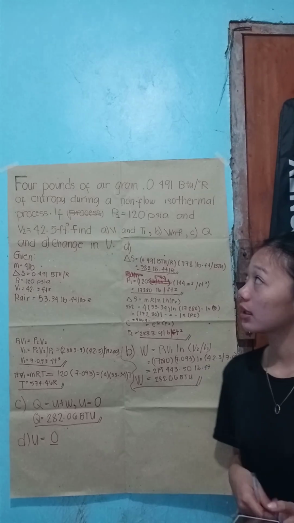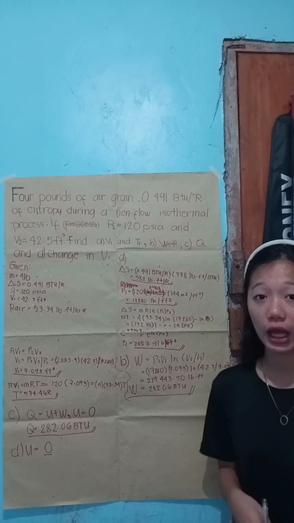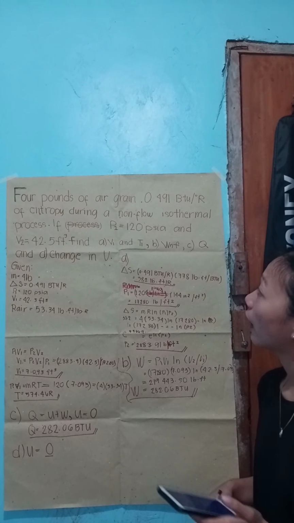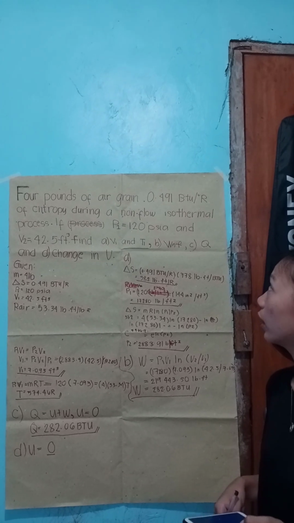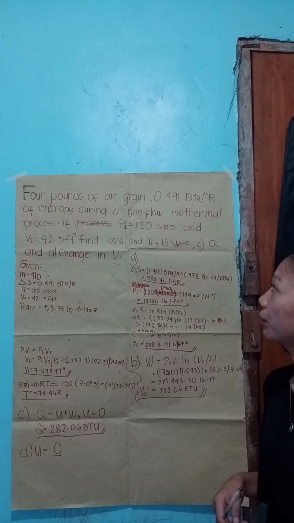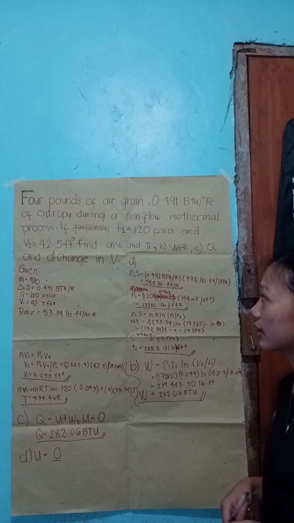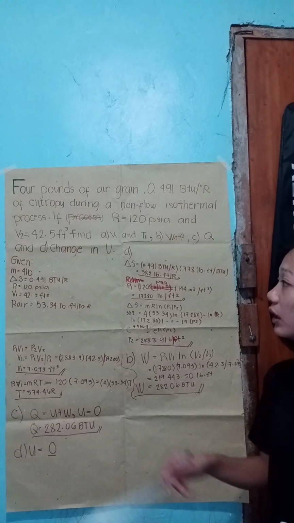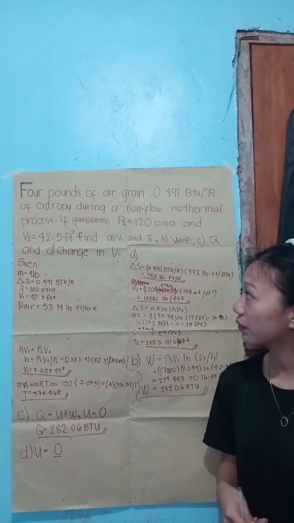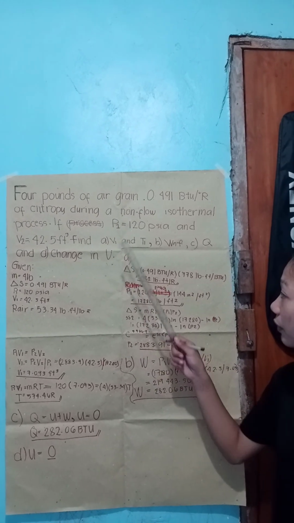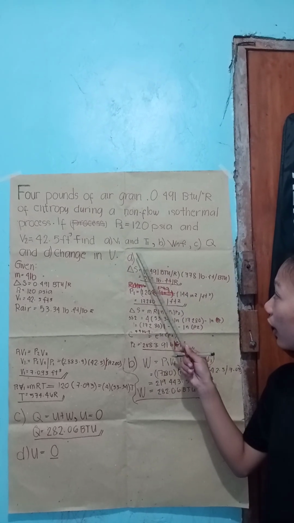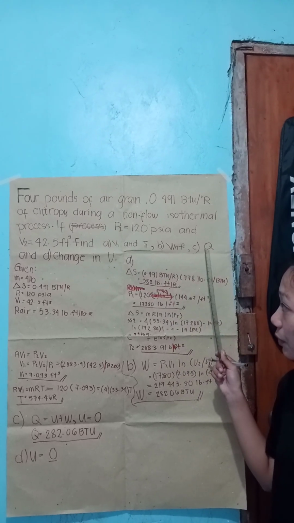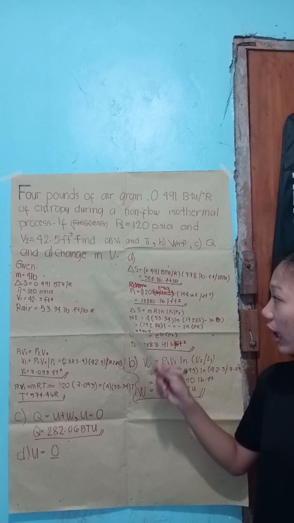So, here is the number 6 sample problem, and I will be discussing my solution. 4 pounds of air gain 0.491 BTU per gas constant of entropy during a non-flow isothermal process. If P1 is 120 pounds per square inch absolute and V2 is 42.5 cubic feet, find the initial volume and initial temperature and the non-flow work done, heat transfer, and change in internal energy.